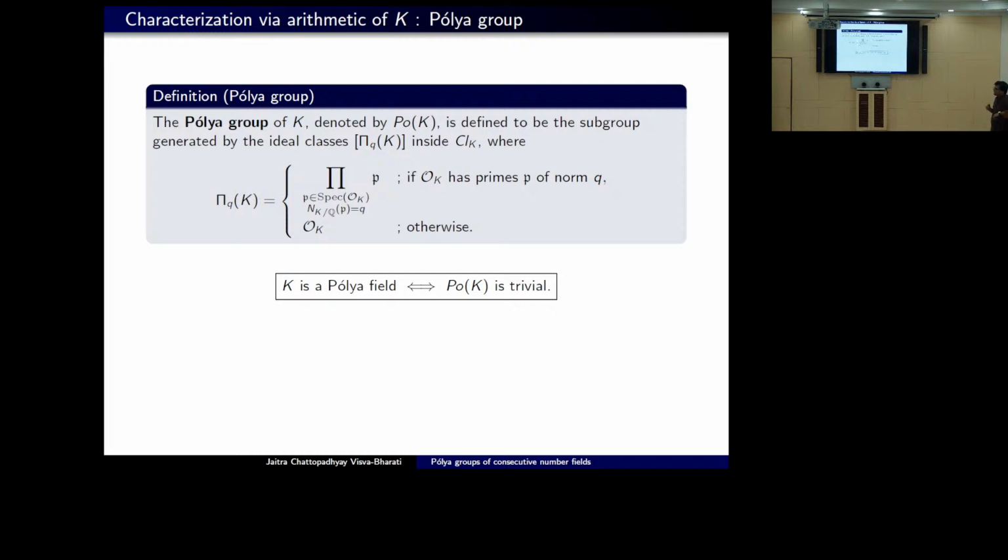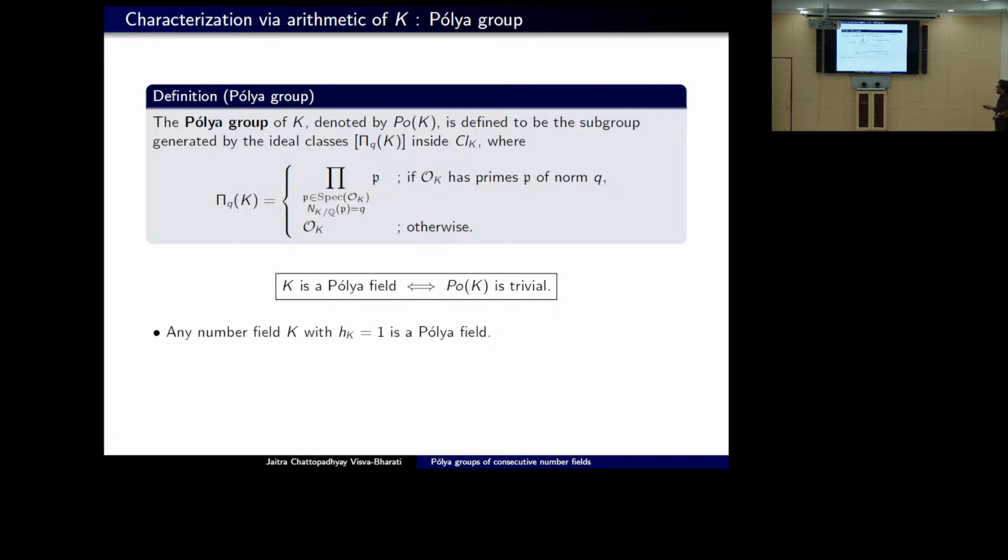Now, a celebrated theorem due to Polya is that, obviously he didn't coin this term Polya field, it was introduced much later. He says that K is a Polya field if and only if this group PO_K is trivial. Means if we are given a number field K, all we need to do is to check whether this subgroup of Cl_K, PO_K, is trivial or not. If that is trivial, then we are ensured that the O_K-module Int(O_K) has a regular basis.